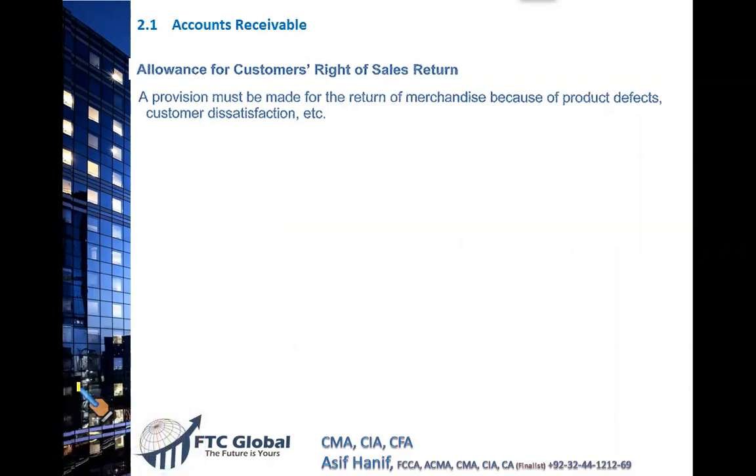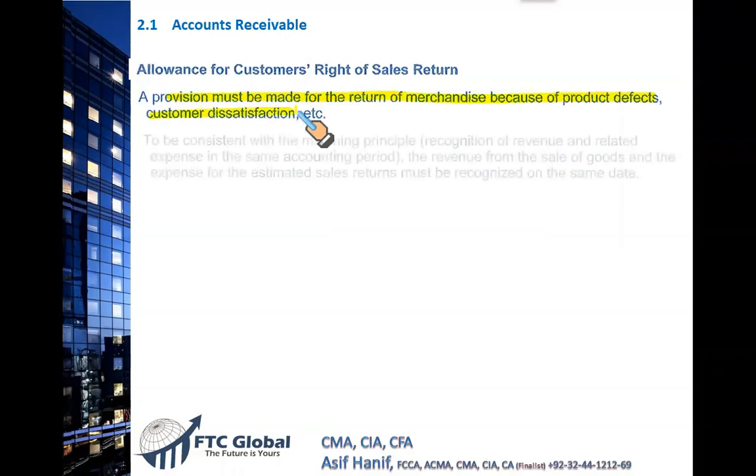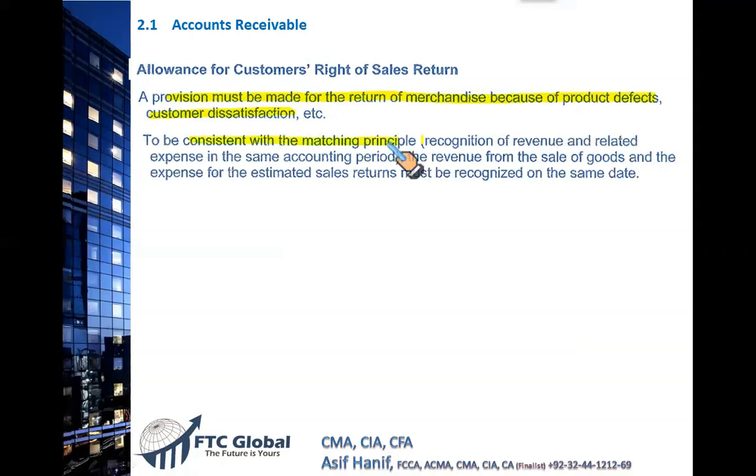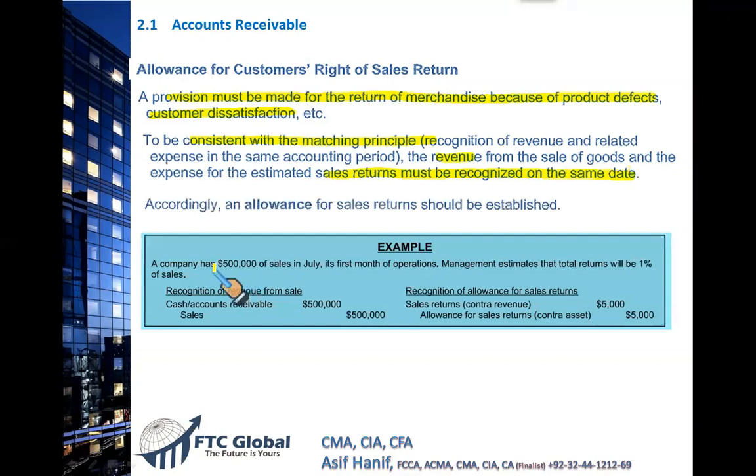Now, the good thing is there is no question in Gleim software for this, but the dynamics stay the same. Provision for returns must be made in the same way as we do for allowance for uncollectible accounts. So in order to be consistent with the matching principle, revenues and sales return must be recognized on the same date. The date you sell, the same date you should charge your allowance for returns. This is it. A company has 500,000 sales in July, its first month of operations, and management estimates that total returns will be 1% of sales.